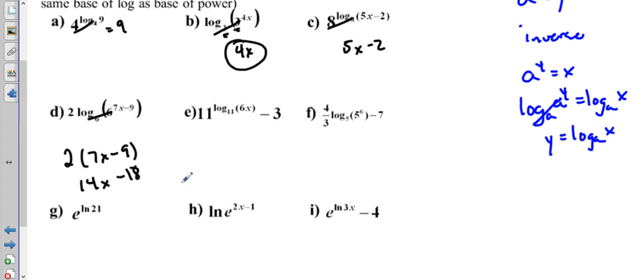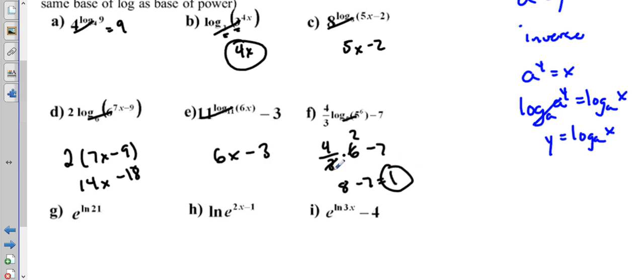And there we go. Right here, log base 11, these will cancel out again. What's inside the log is 6x minus 3, because 3 is not part of the log, so it just comes along for the ride. And so we have that as our answer. Right here, log base 5 of 5 to the 6, cancel each other out. We're left with 6. We have 4 thirds times 6 minus 7. Cancel, turn into 2. We have 8 minus 7, which equals 1. That would be our answer.